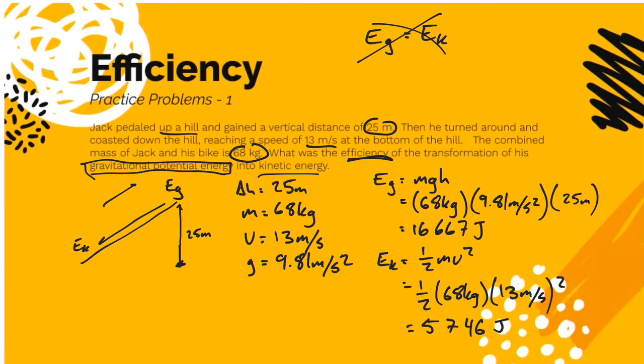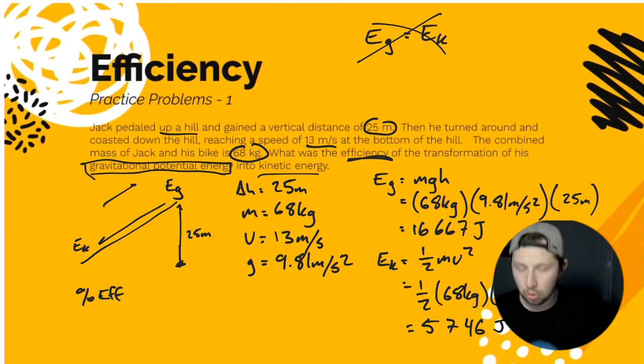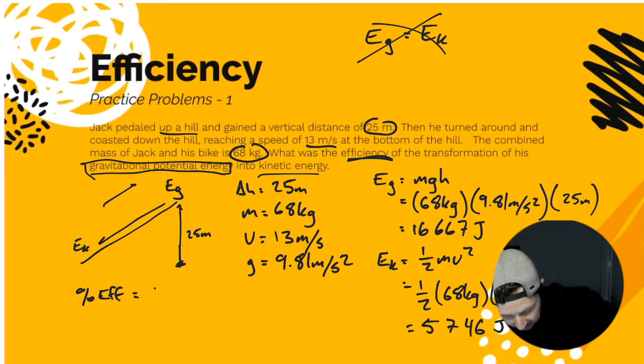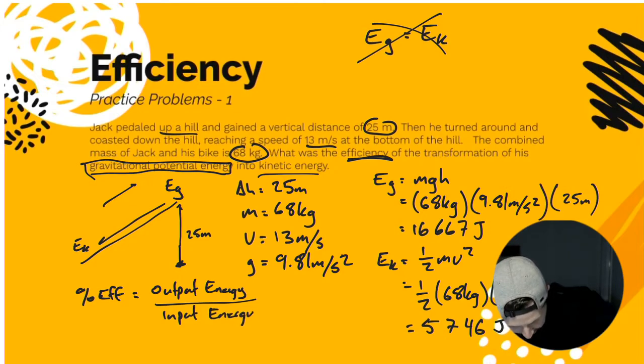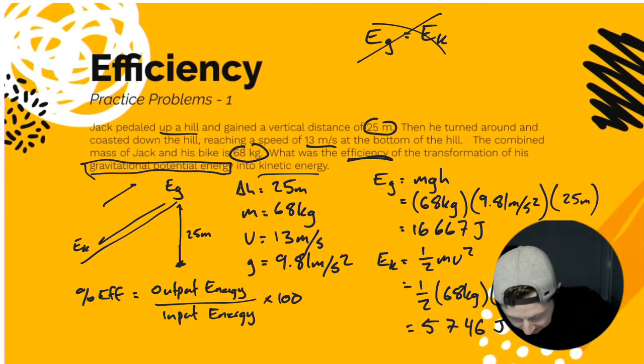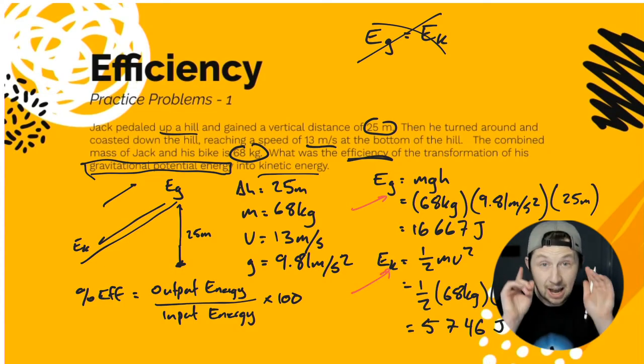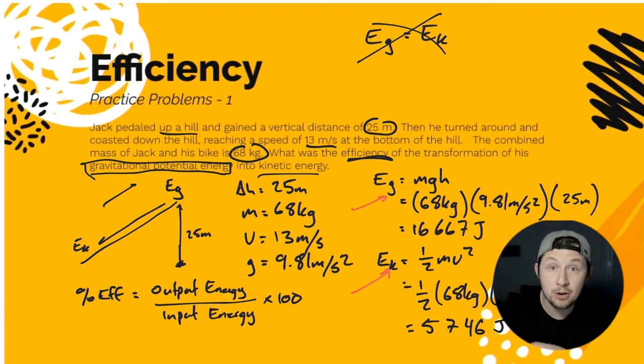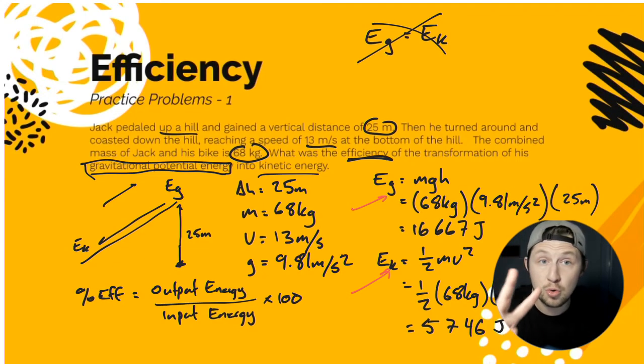Let me turn off my face for a second here so you guys can see the whole thing. Perfect. So that's what we've got. Now it asks us to calculate the efficiency, and here's the formula for efficiency. Our percent efficiency is equal to the output energy divided by the input energy times 100. So here's what we have to decide. We have to decide which one of these two things, gravitational potential energy or kinetic energy, is our input energy and which one's our output energy.